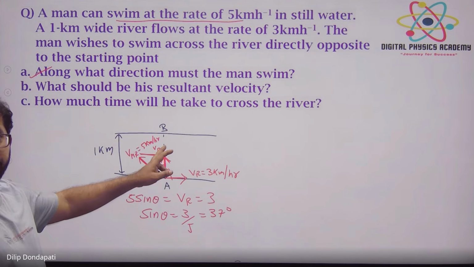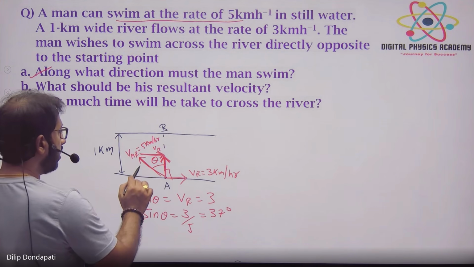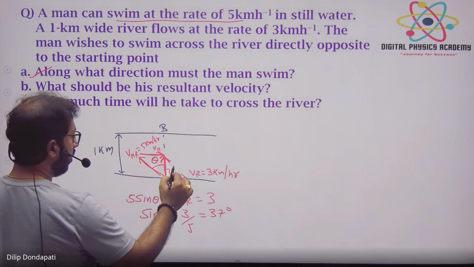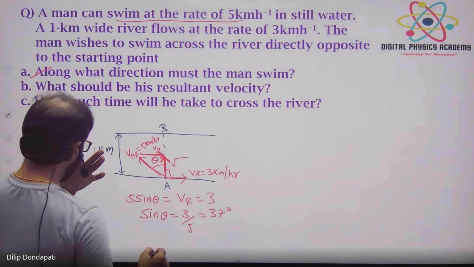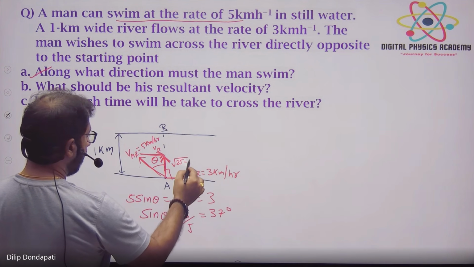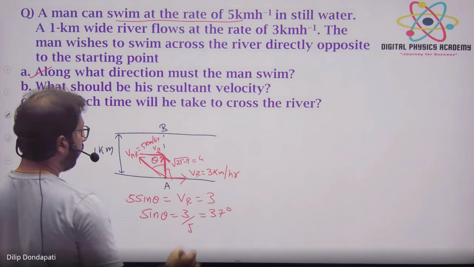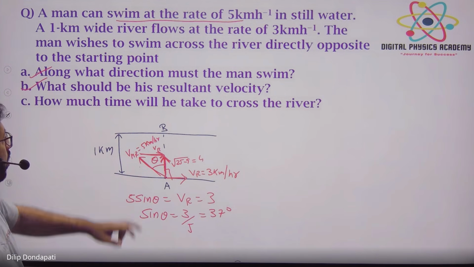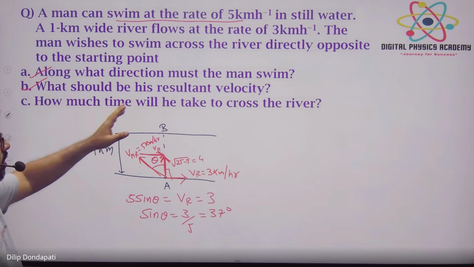So how much is this distance? It is under root this square minus this square. So how much will it be? Under root, VMR is 5, right? So 25 minus 9, so 16, that is 4. Second one we got. Now, how much time will it take to cross the river?